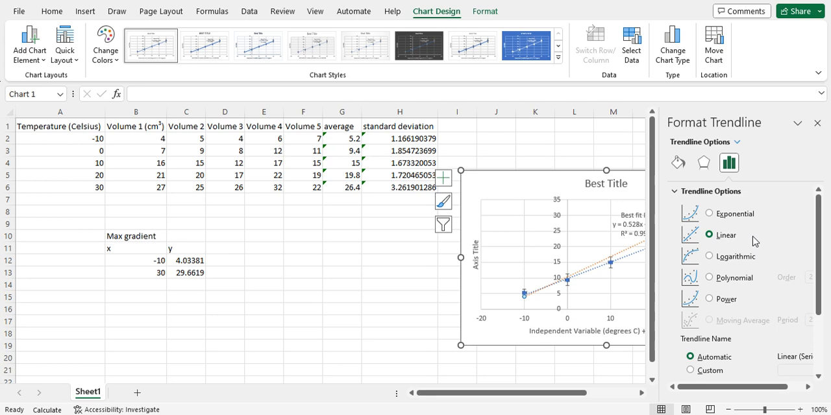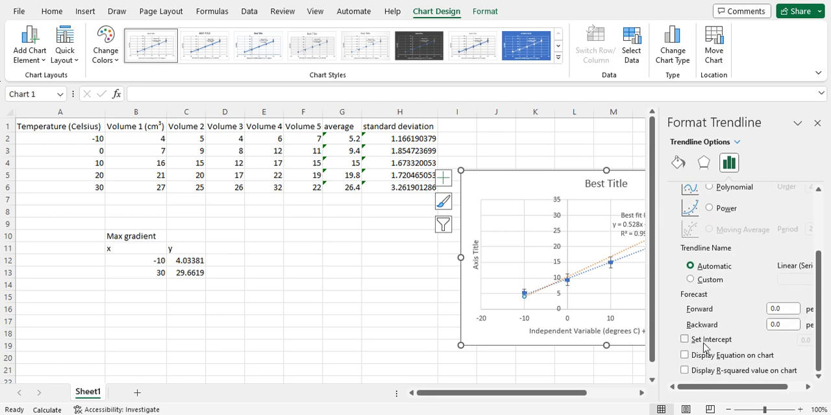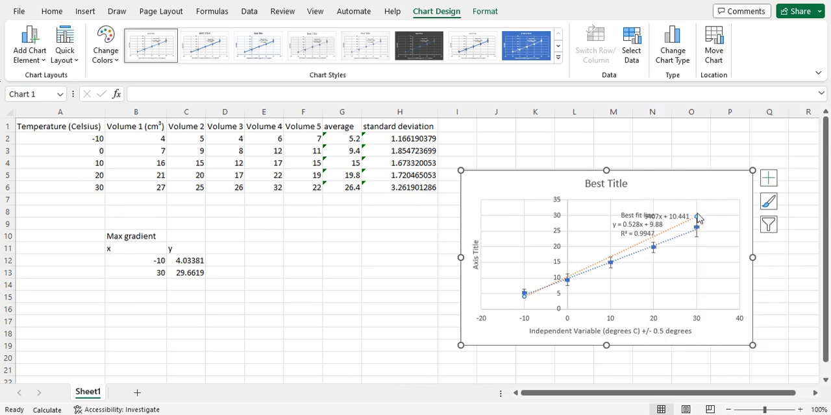So again, we do want the linear. We don't need to forecast, that's for extrapolation. We're not going to set an intercept, but we are going to click display equation on chart. We should not click on the R squared value. That's a measure of how good the fit is, but with 2 points, the fit will be perfect. So that's just going to clutter up our graph and not provide any meaningful information. So we are not going to click on the R squared value for this line. And we're going to close out, and there it is.